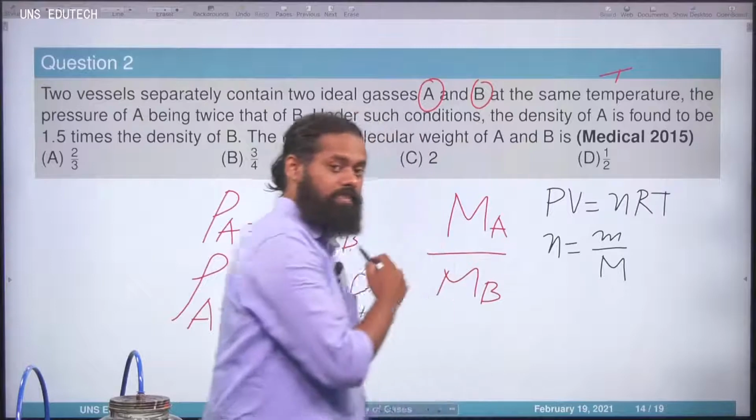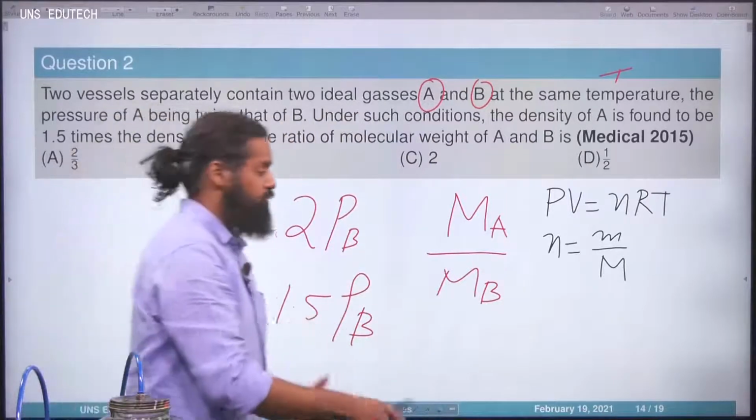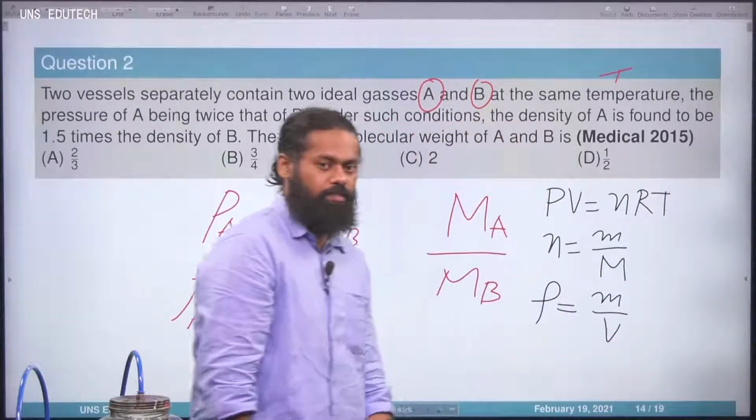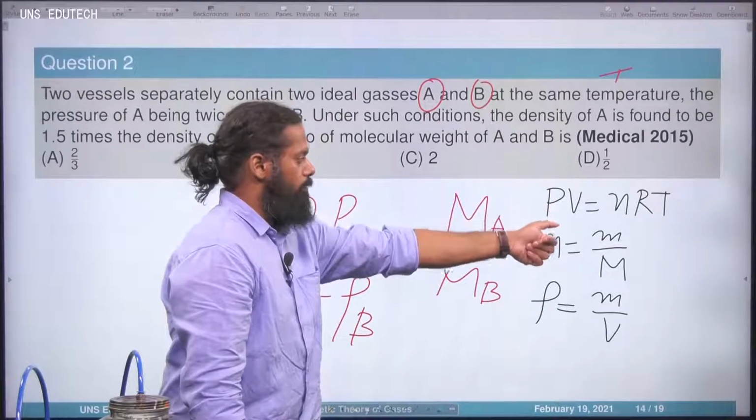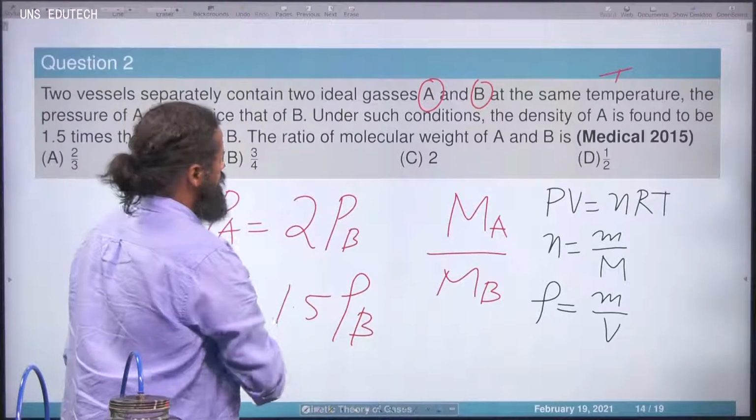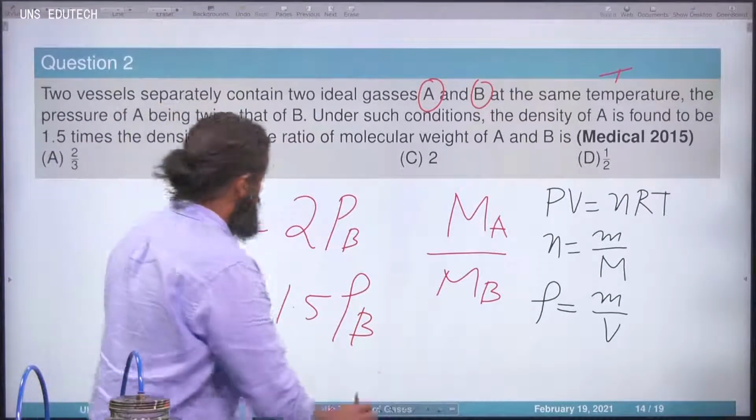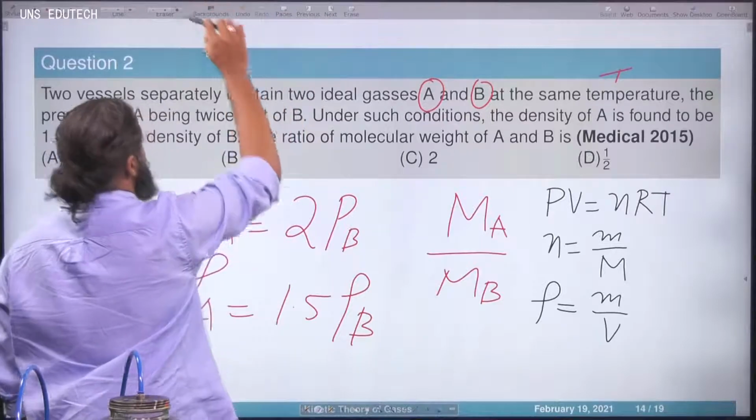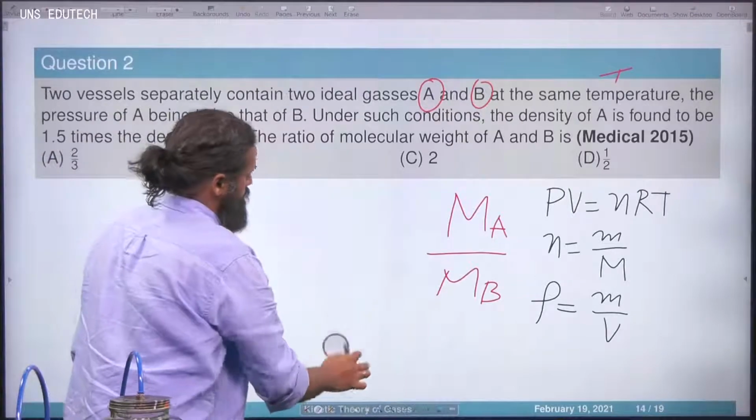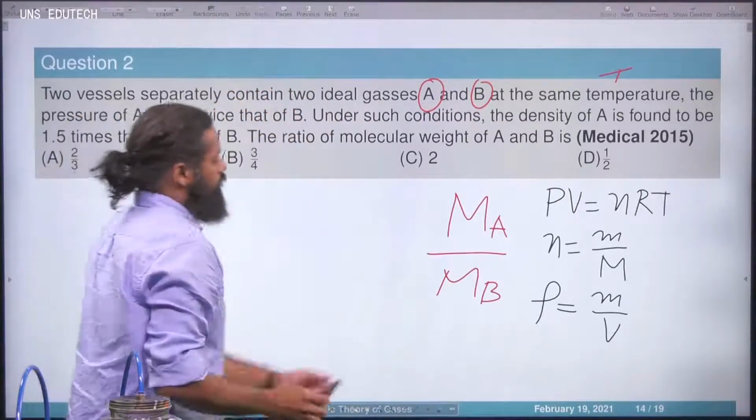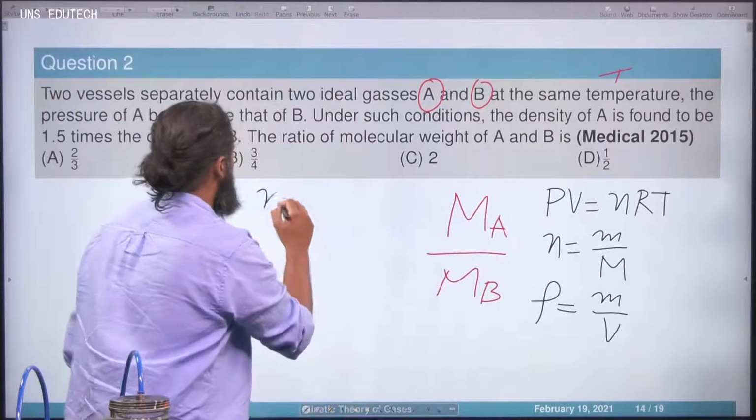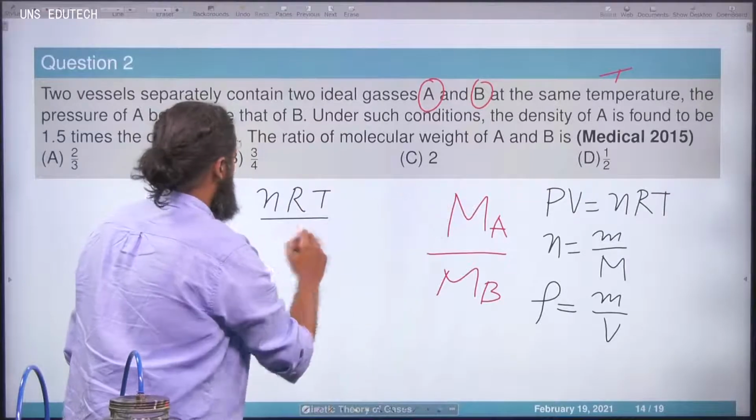Again, one more thing, density is involved in the system, so we have to bring in density somehow. So density will be equal to mass by volume, mass of the species by volume of the species. Now you can take the equation for V. So here density we have to write down. Volume first we have to take. Volume will be equal to nRT divided by P.